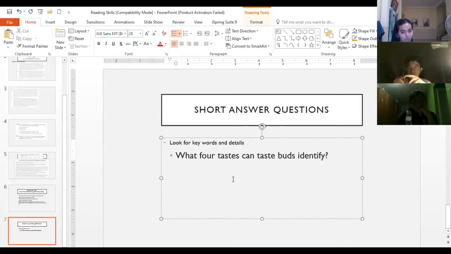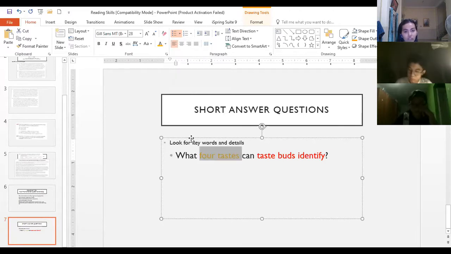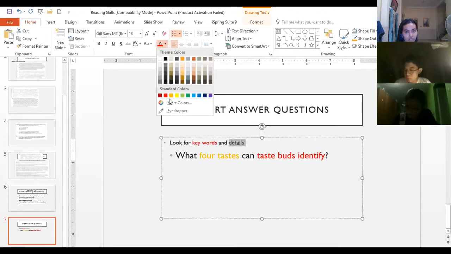So this one, what is the keyword? For taste. Are you sure? It's keyword and detail, there are two. You need to know what taste buds can identify, but the details are four tastes. So you need to look for those four tastes, and those are the answers for you to find. I highlight keywords in red, so you know what they are, and details I'll highlight in orange. Use the same color code.